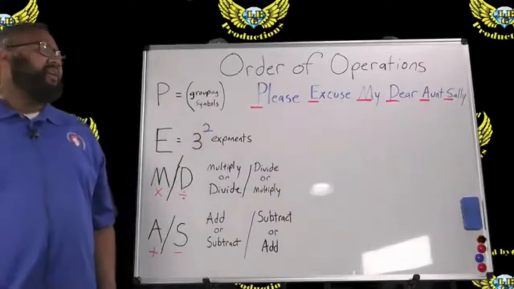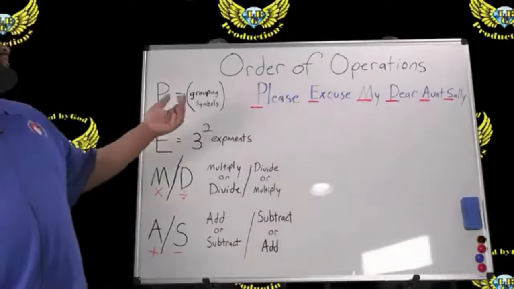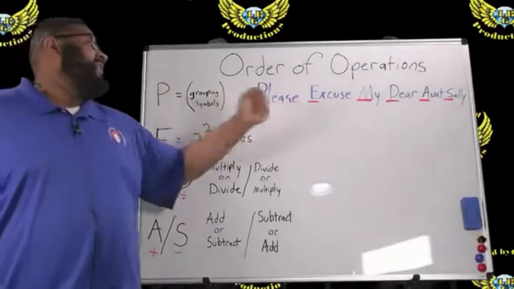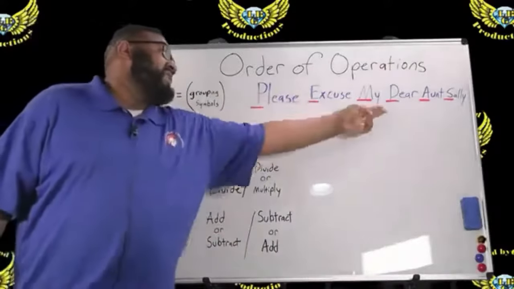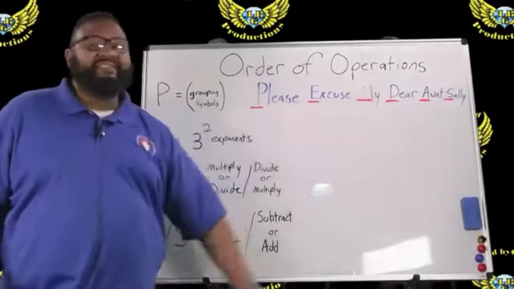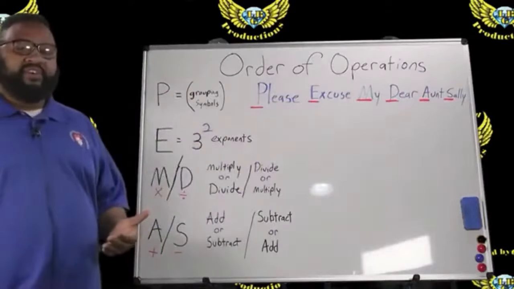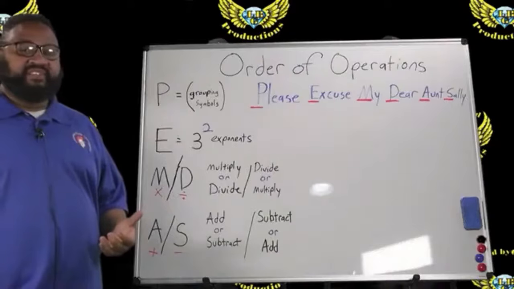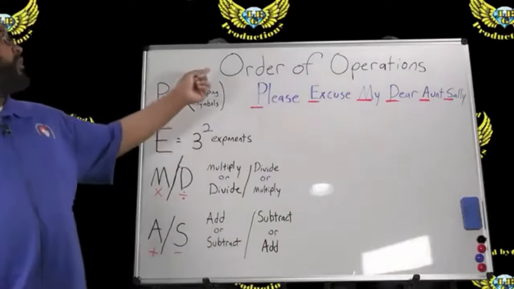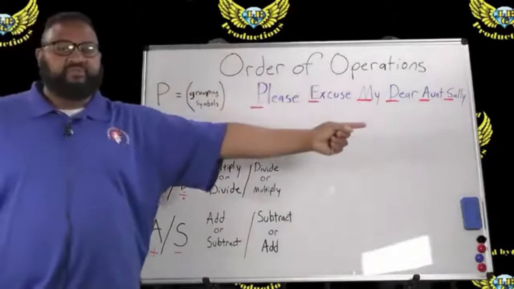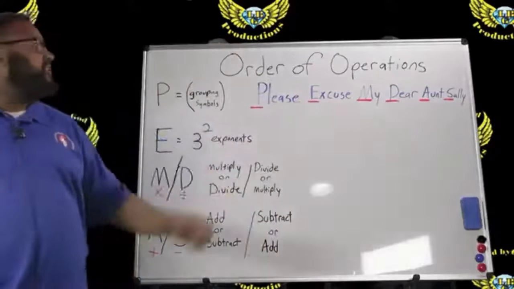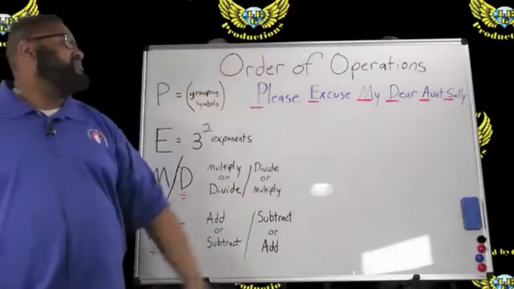Now, what we're talking about here is an acronym where the letters P, E, M, D, A, and S stand for something else, okay? And the overall thing, when we see please excuse my dear Aunt Sally, we call it the order of operations. What do we call it? We call it the order of operations.